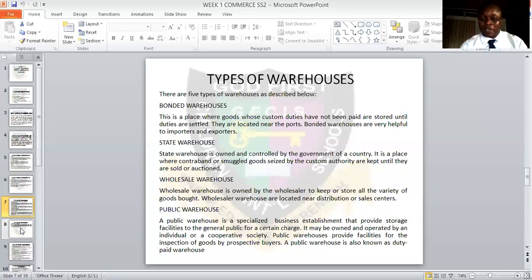Public warehouses provide facility for the inspection of goods. So the inspection of goods needs to be carried out by the prospective buyers.